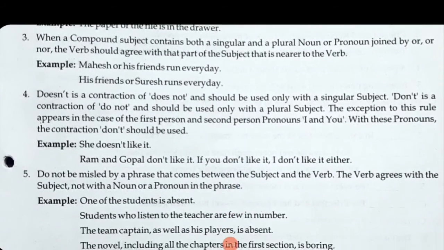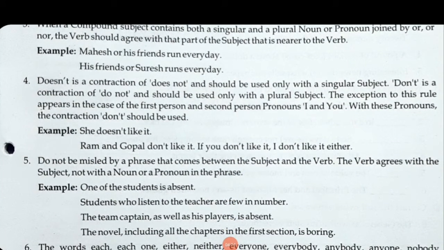Look at some examples. She doesn't like it. She is singular, so we use doesn't. Ram and Gopal don't like it. In this sentence, Ram and Gopal are two singular subjects but connected with and, so we use plural don't. We use doesn't with singular nouns and don't with plural nouns, but with I and you we use don't.